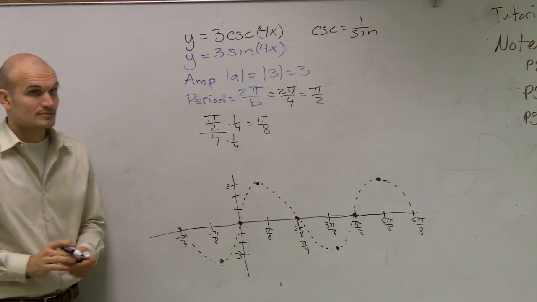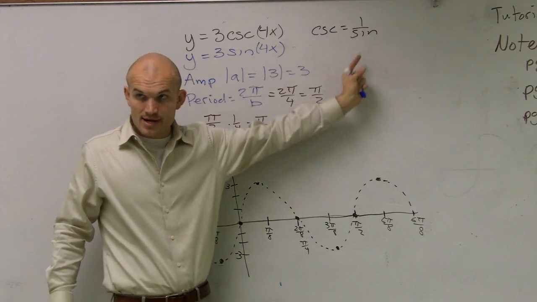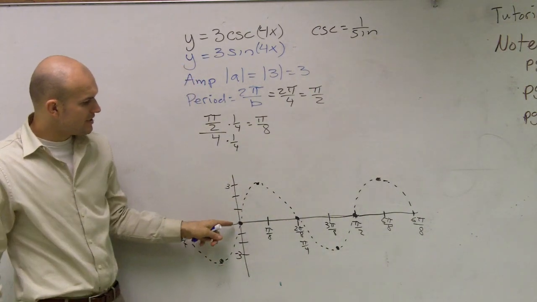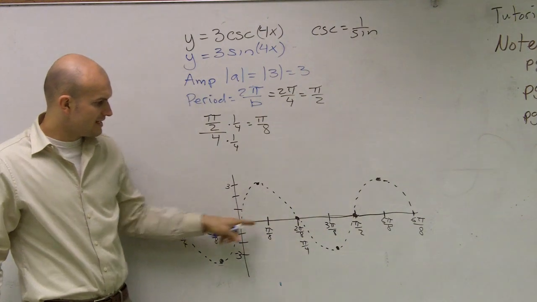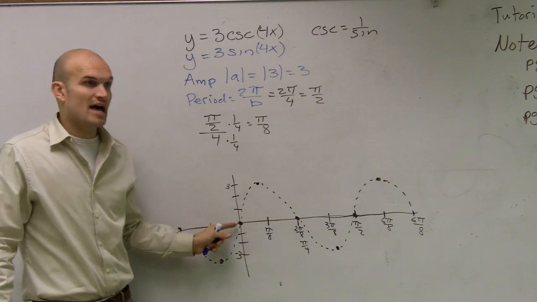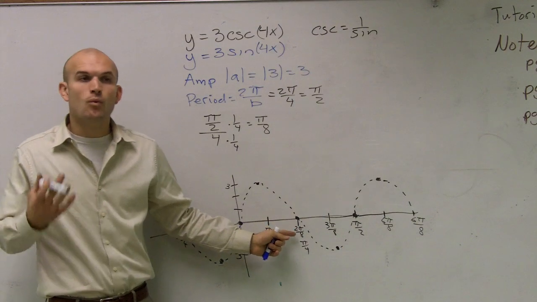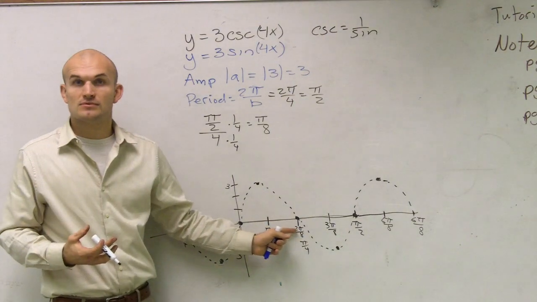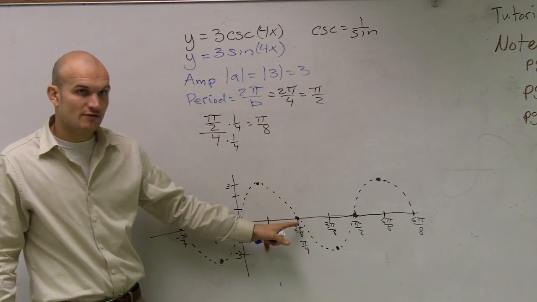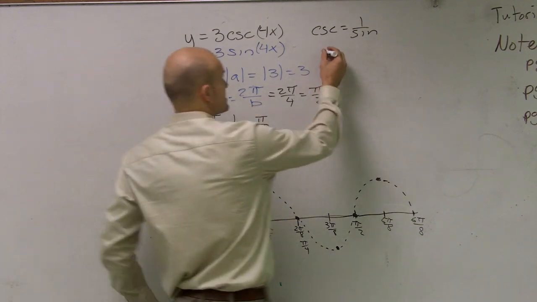Now, I told you that cosecant is the inverse of sine, right? Before we worry about flipping anything, if you look at each one of these intercepts, what is the y value? Remember, this is the sine graph. What is the y value of my graph at each one of these intercepts? When x equals zero, y equals zero. When x equals pi over four, y equals zero, right?